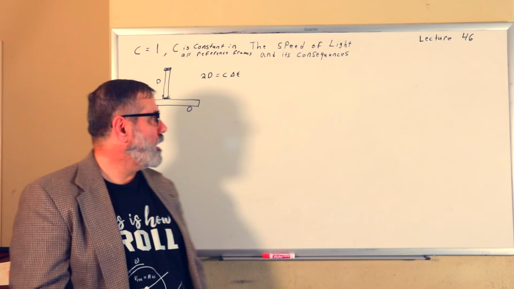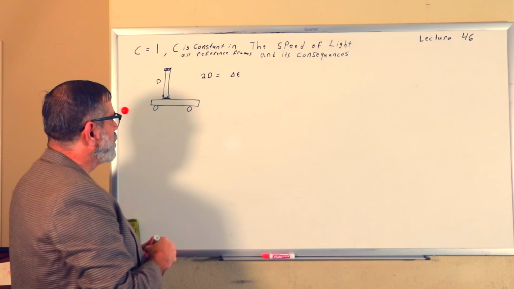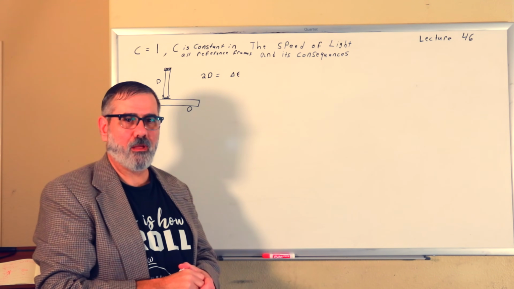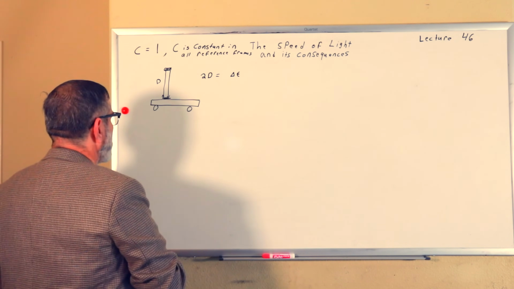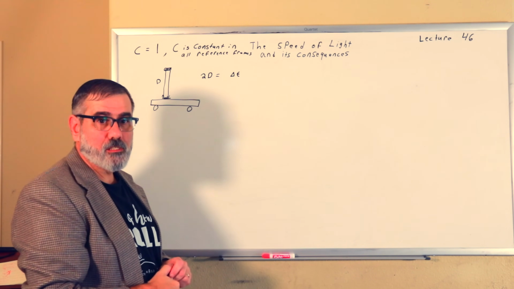Now we're going to let c be equal to 1. So I'm really saying that 2 times the distance is equal to delta t. Now that's in the train frame. That's what the train frame is going to see. Let's look at the guy on the platform.